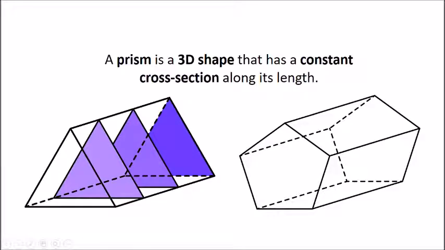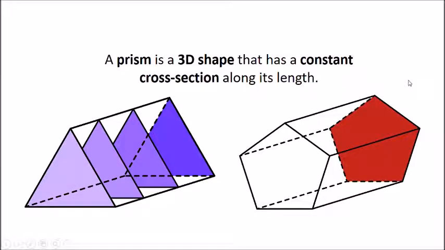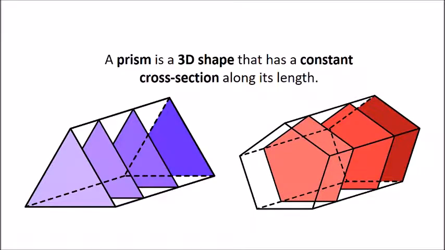Can you think, what would the cross-section of this prism look like? So the cross-section of this prism, it would look something like this. Well, exactly like this. It's a pentagon, right? And no matter where I cross that prism along its length, I will always have a pentagon of the same size. So a prism is a shape where no matter where I cut that shape, I'm always going to get the same cross-section with the same size as well.